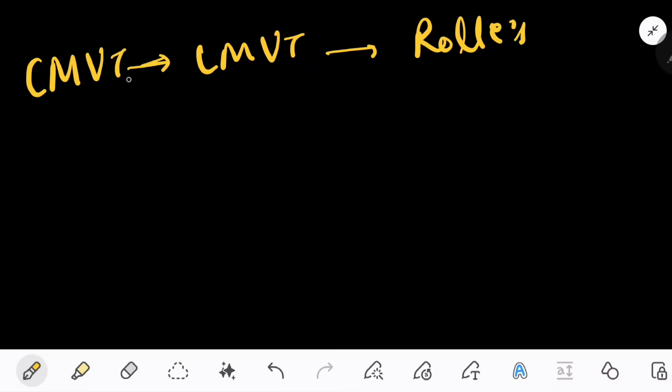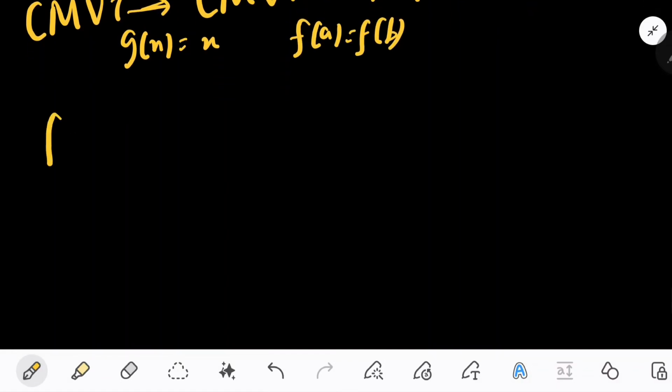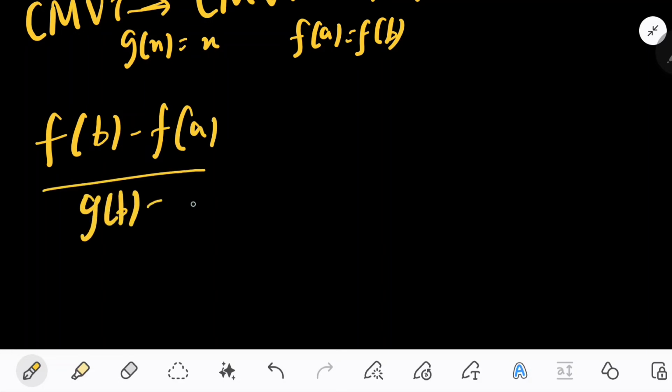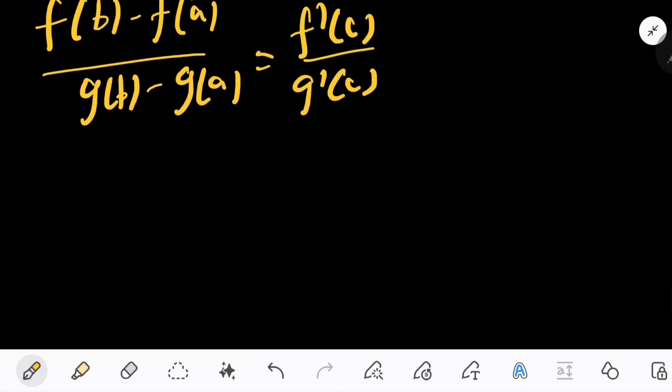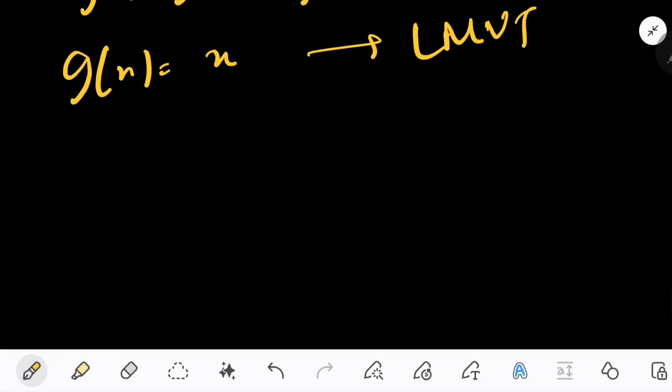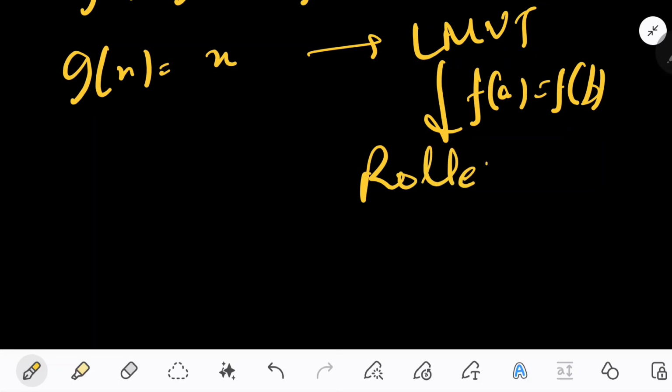To approach this, you substitute g of x is equal to x, and in this you substitute f a equal to f b. So you just need to remember that f at b minus f at a upon g of b minus g at a is equal to simply f dash at c by g dash of c, and in this you substitute g of x as x, you approach LMVT, and then you substitute f a equal to f b, you approach Rolle's. It's so simple. Just remember one formula and you can approach all the three methods. So I hope you understood this.